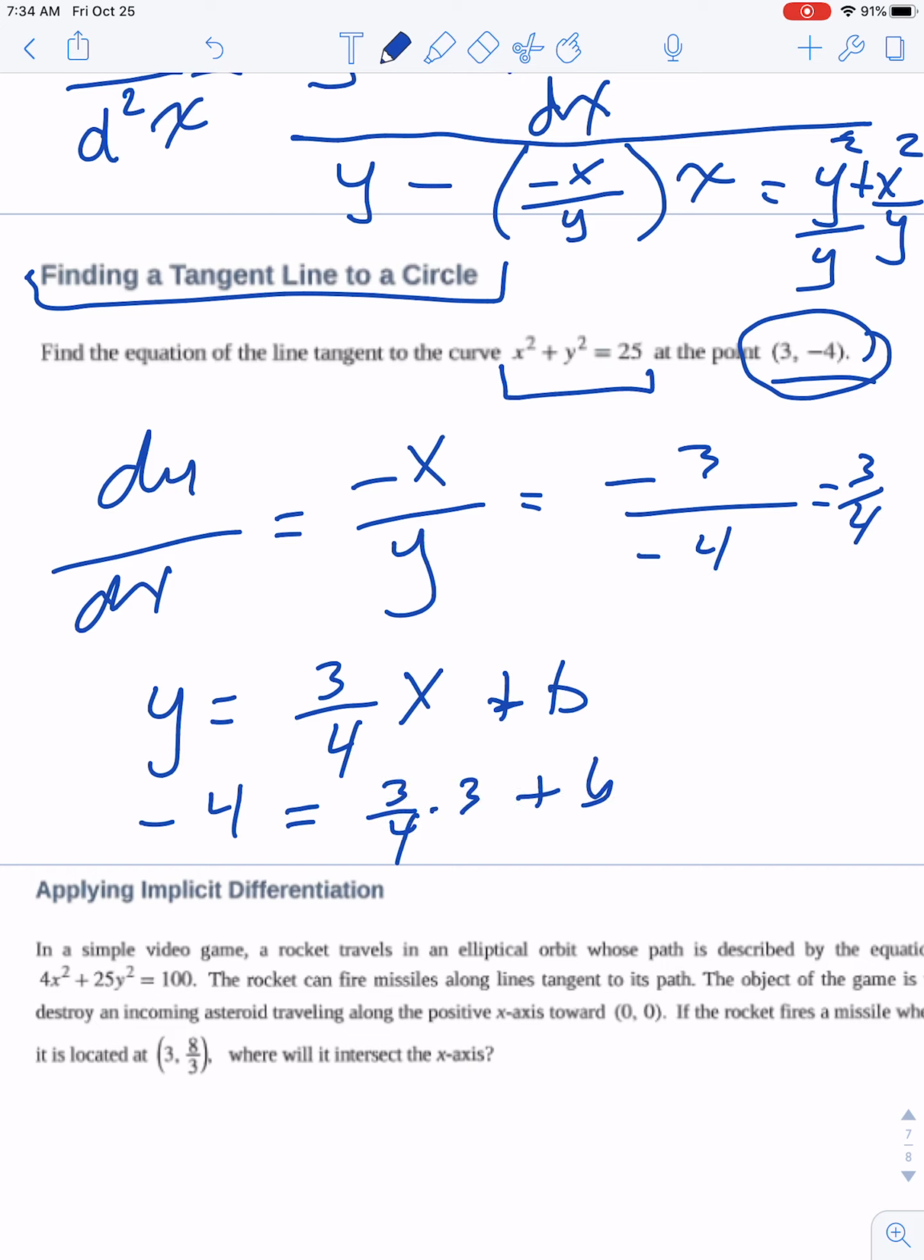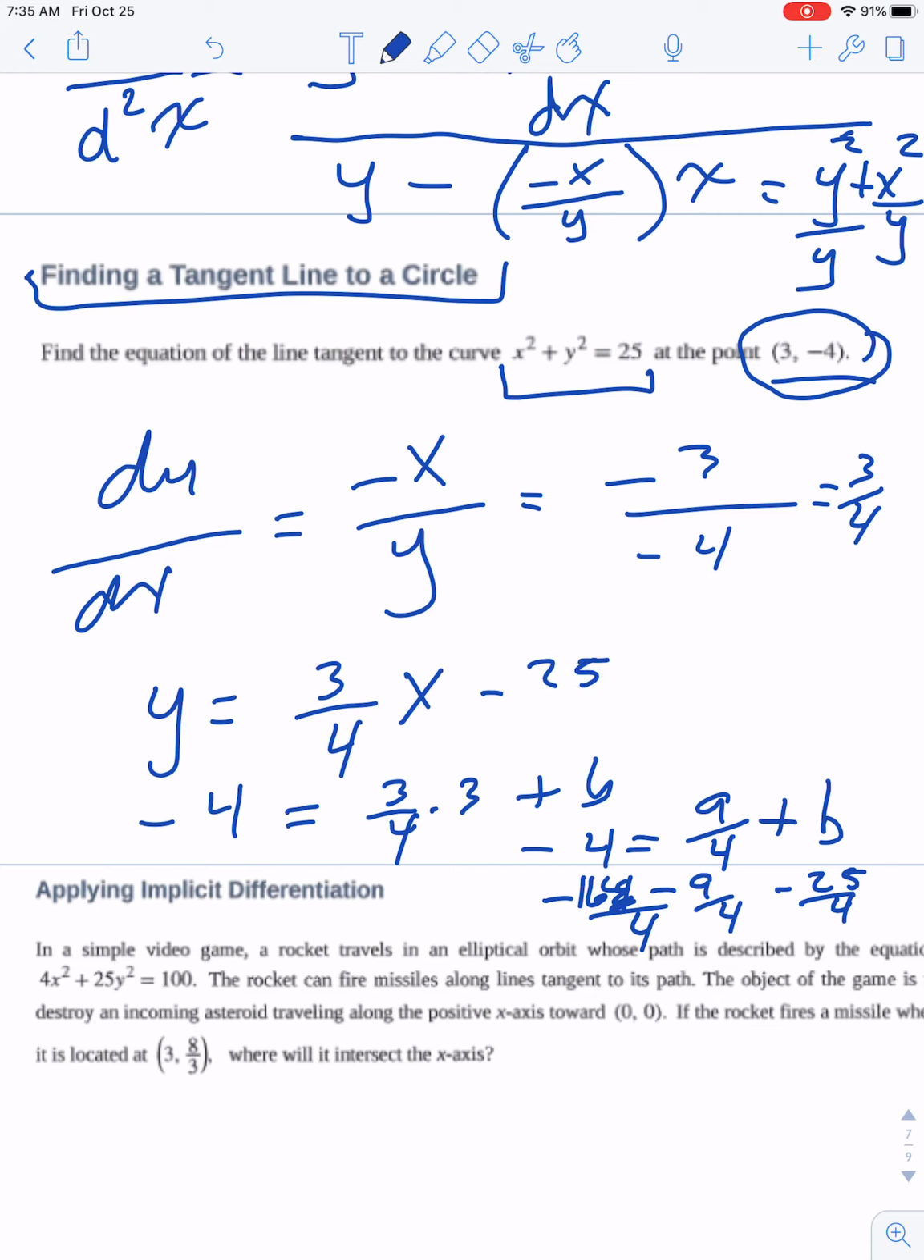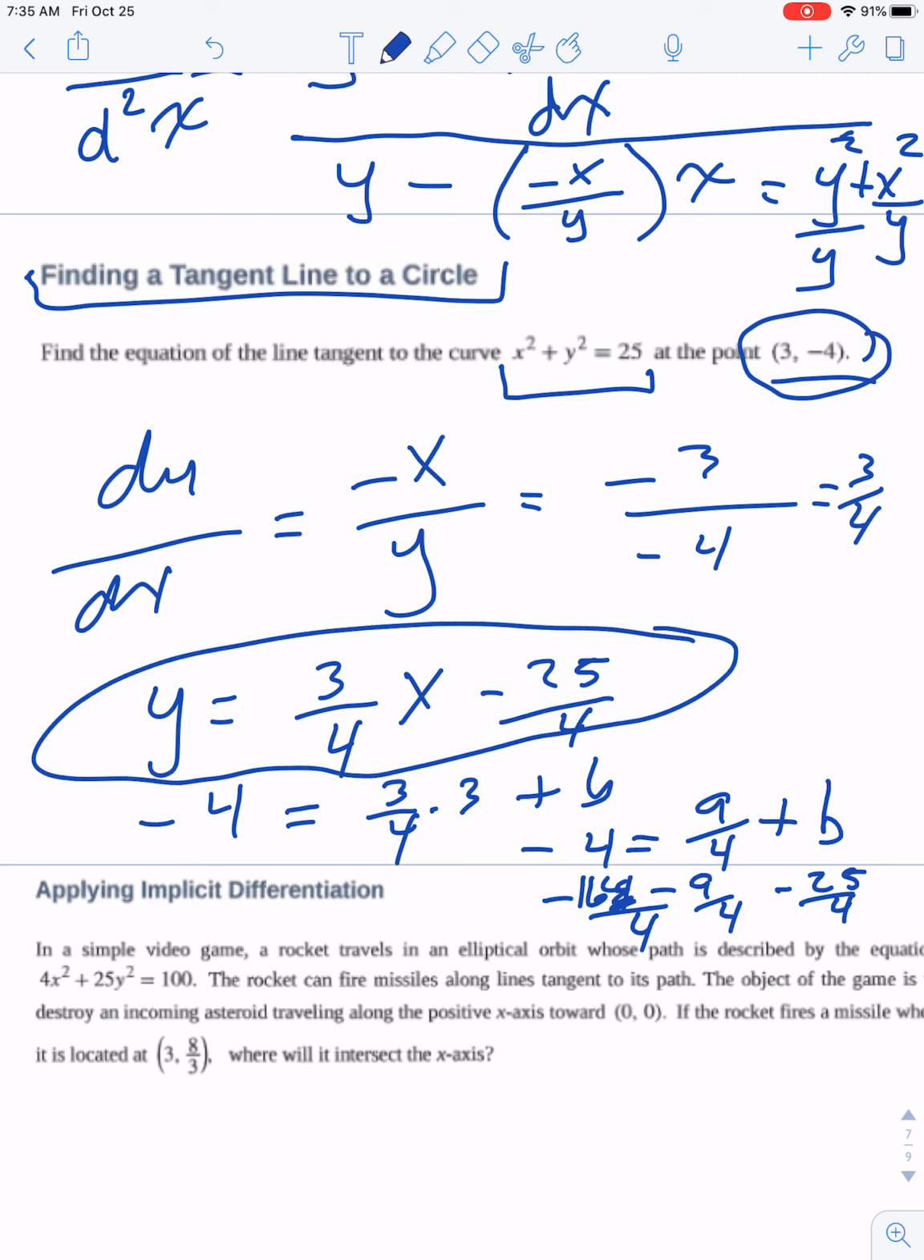So that gives us negative 4 is equal to 9/4 plus b. So negative 4 minus 9/4, common denominator is 4, so negative 16 minus 9 is negative 25 over 4. So I'm going to replace that b with negative 25 fourths. That gives us our equation of the tangent line.